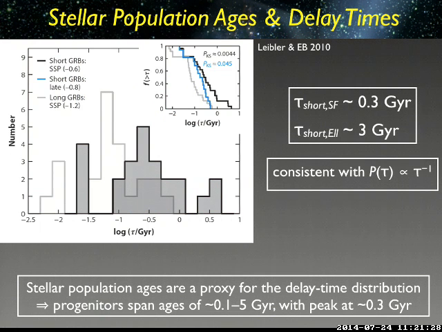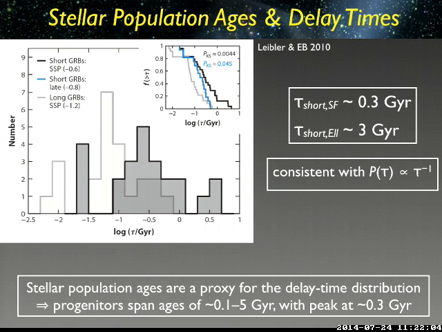Okay, finally, we can look at the actual ages of the stellar populations in these galaxies. And say, if the progenitors were formed at the same time as the dominant population in the galaxy, what would be the age distribution? So again, essentially the ages of the stellar populations are like a chronometer for the delay time. Okay, and what we find is this distribution in black. So you can see that it ranges from something like 50 million years up to 3 or 4 gigayears.